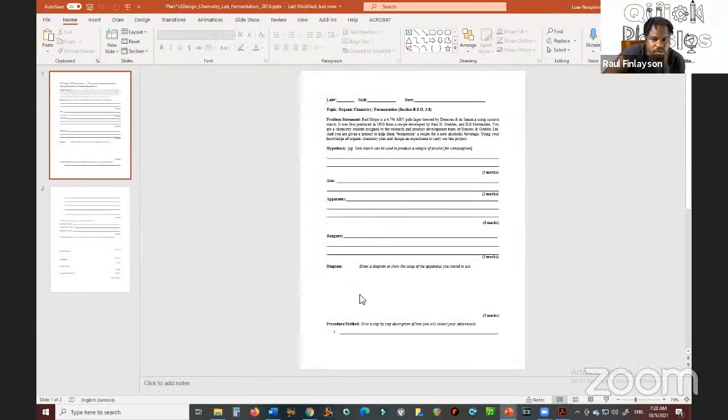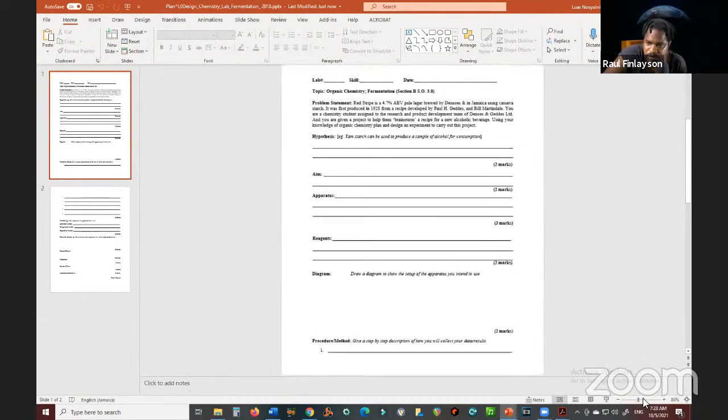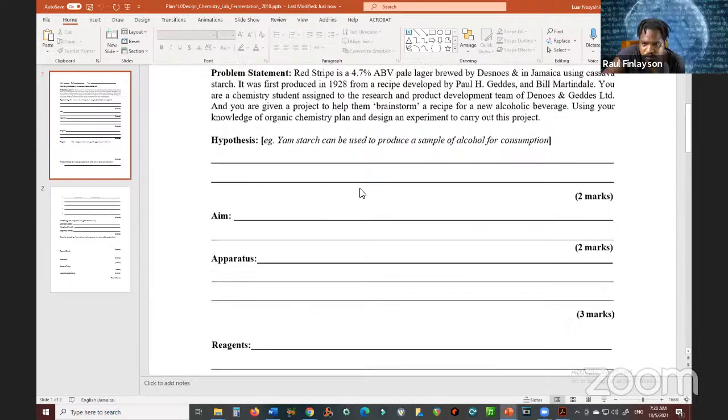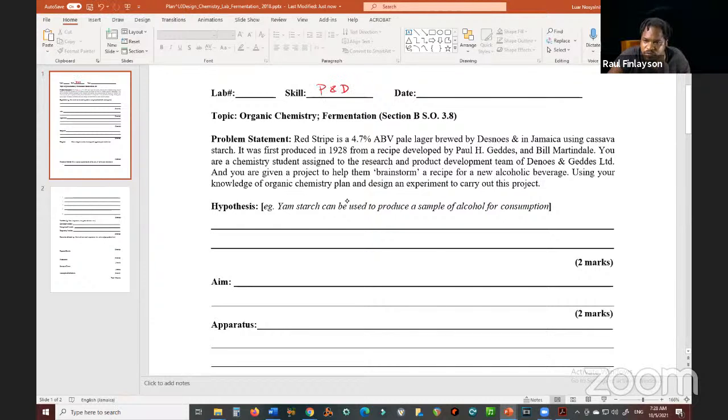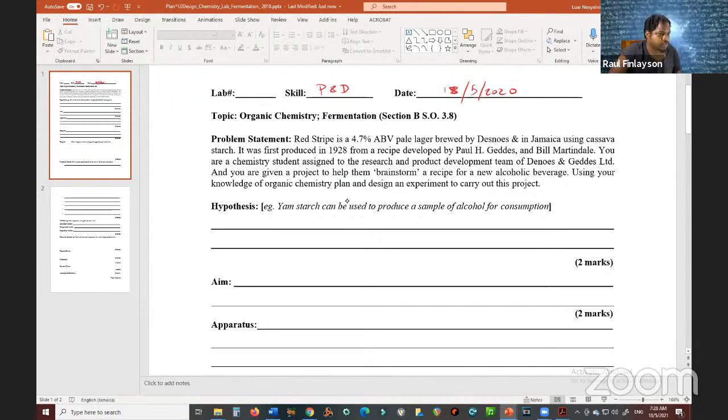So, all right, for this lab, this is basically one way you can actually make alcohols. All right, this can be done at home. You can also do it in a lab. So whatever the skill is going to be, it's P&D anyway. And of course, let's put today's date again, as it's going to be 18 of the 5, 2020. All right. So what will this be about now?